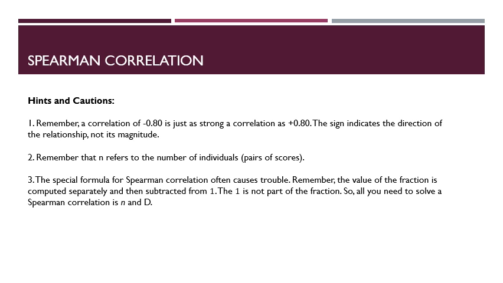The special formula for Spearman correlation often causes trouble. Remember, the value of the fraction is computed separately and then subtracted from 1. The 1 is not part of the fraction, so all you need to solve a Spearman correlation is n and d. The equation looks like this. R sub s is equal to 1 minus 6 times the summation of d squared over n times n squared minus 1. Remember, do the fraction part first, subtract from 1 at the end.